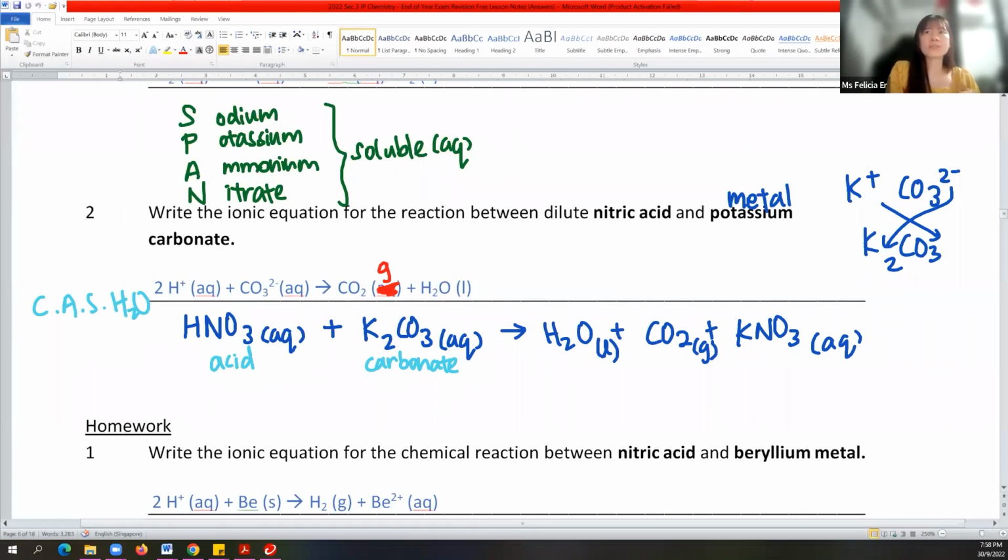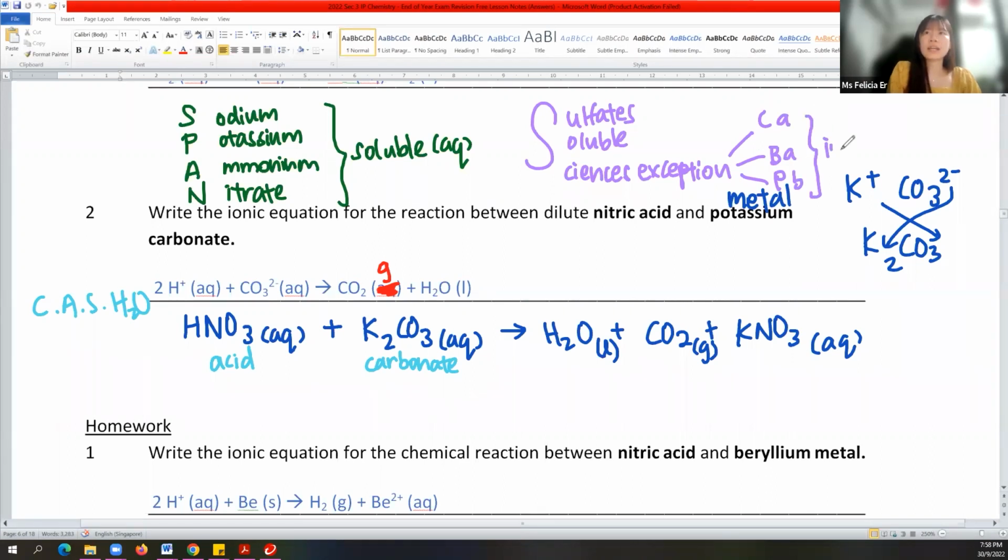For sulfates, there is also a mnemonic to help remember. S for sulfates, S for soluble, except the 3 sciences. The 3 sciences you learn are chem, bio, physics, correct? Only these 3 are insoluble. Chem, bio, physics refers to calcium, barium, and lead. Only these 3 are insoluble, solid state. The rest are always aqueous state for sulfates.